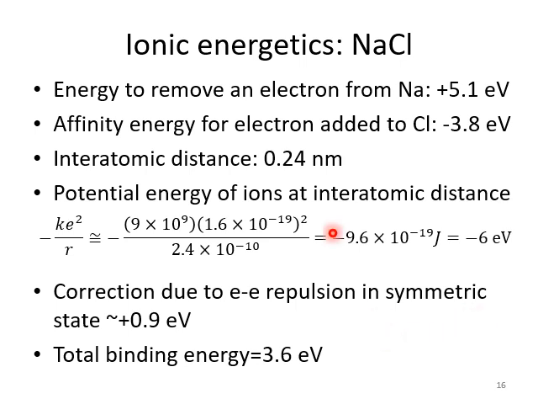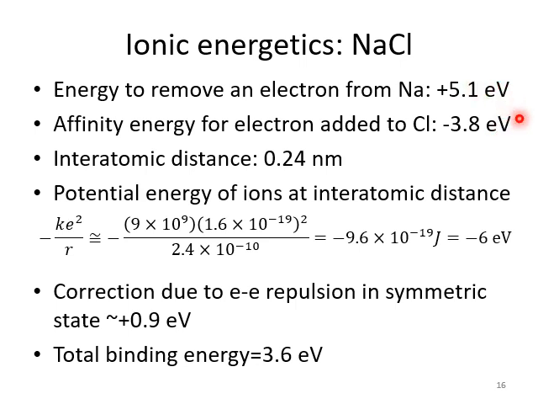So what about the overall energetics of this situation? Here's what we know from the tables that we just looked at. The energy to remove an electron from sodium is 5.1 electron volts. The affinity energy, that is, how much energy do we get back out when an electron is added to chlorine to make chlorine minus, so we've made sodium plus to make chlorine minus, is about 3.8 electron volts. That means that it costs about 1.3 electron volts in order to move an electron from sodium to chlorine.